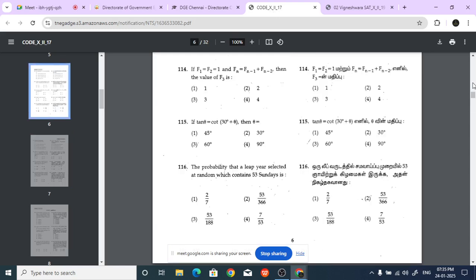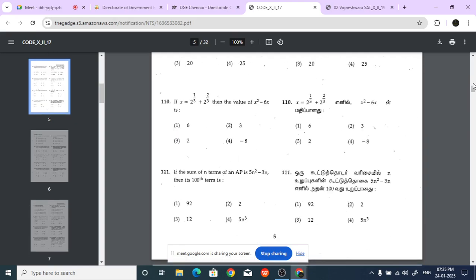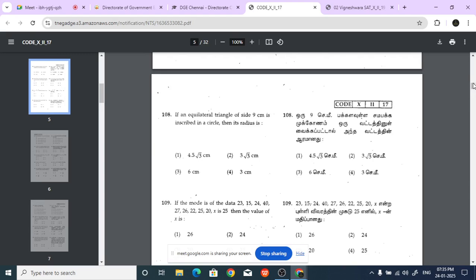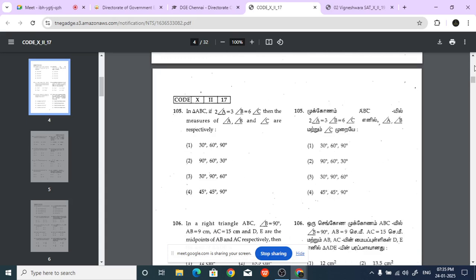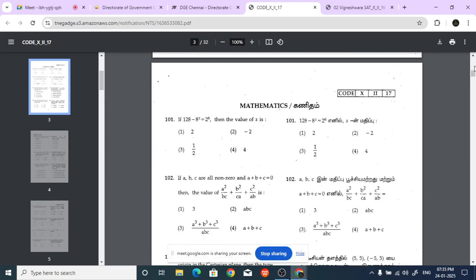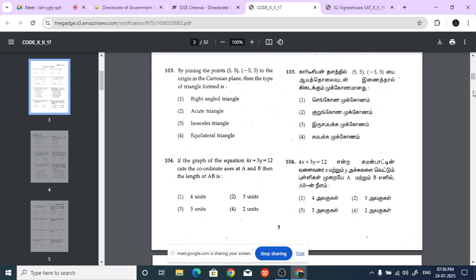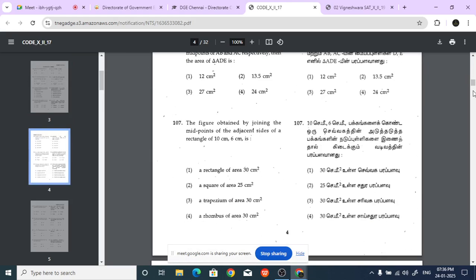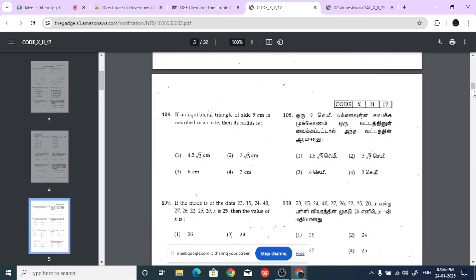Yes, you want to say something? Somebody wants to say something? I don't know whether we have seen this paper or not. I'm not very sure. I think we have seen this paper. Some of the questions we have seen, I think. Yeah, maybe we will take from 108. Are you able to see the screen?